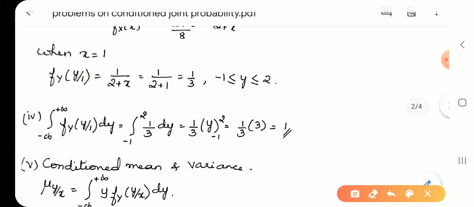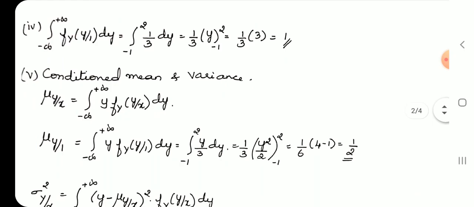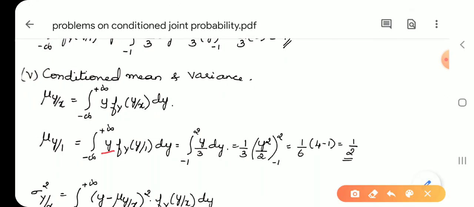It is 1 by 3. We have already found, so we will take the value as y into 1 by 3, that is y by 3 dy. 1 by 3 comes outside. Integral of y is y square by 2. Apply the limits and simplify. You will get the value as half.